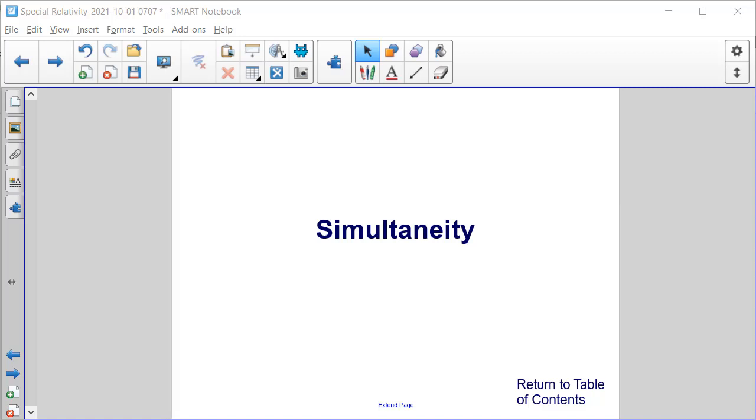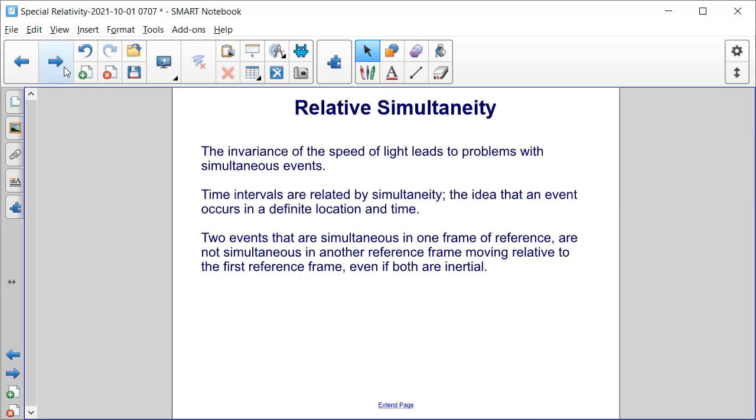All right, in this section, we're going to talk about something called simultaneity. It's a mouthful, but simultaneity. So, relative simultaneity. The invariance of the speed of light leads to problems with simultaneous events.